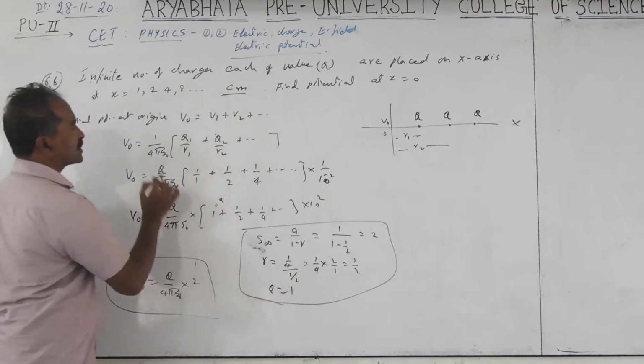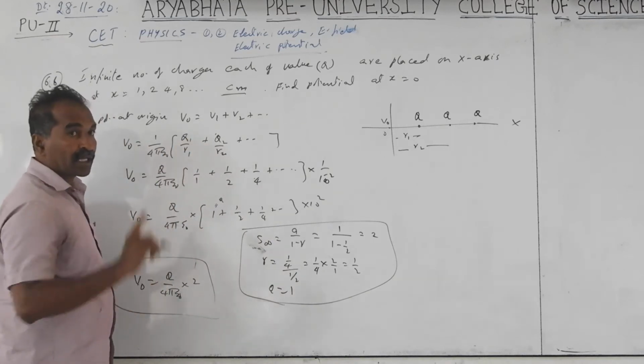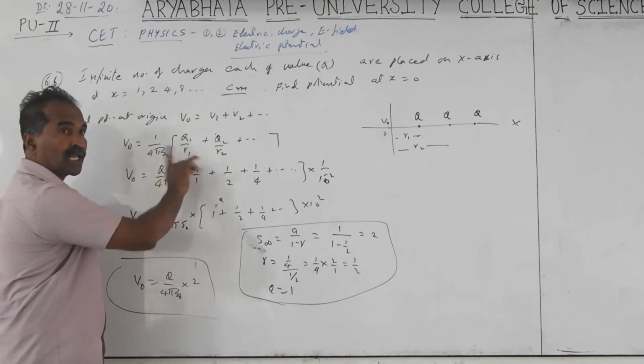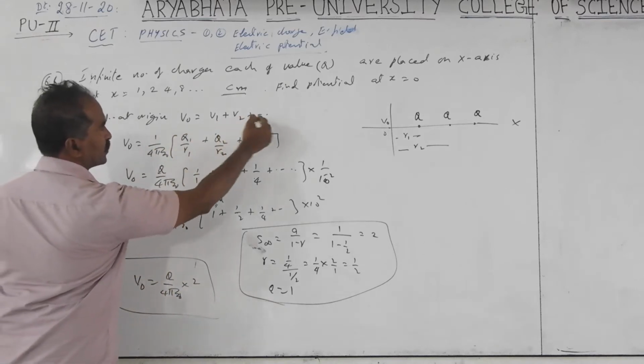The potential at any point due to a single charge is given by 1 by 4 pi epsilon naught, Q by R. This is the formula we have. Previously we have done electric field problems; here no R square comes, so be careful with that. The potential we get is only 1 by R. So the potential at the origin is equal to the sum of the potentials V1 plus V2 plus V3 and so on.